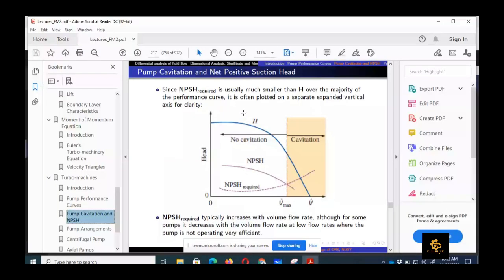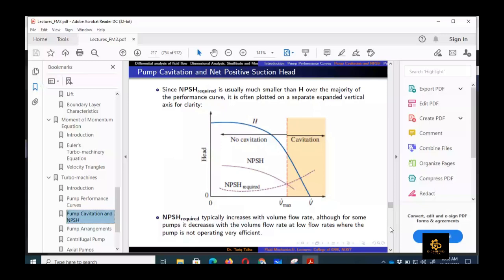Then we discussed that there are two net positive suction heads. One is net positive suction head required. This is the suction head which is determined by conducting experiments, and usually it is provided by the manufacturer. The second is the net positive suction head available, which depends upon the altitude of the pump installed and other factors.